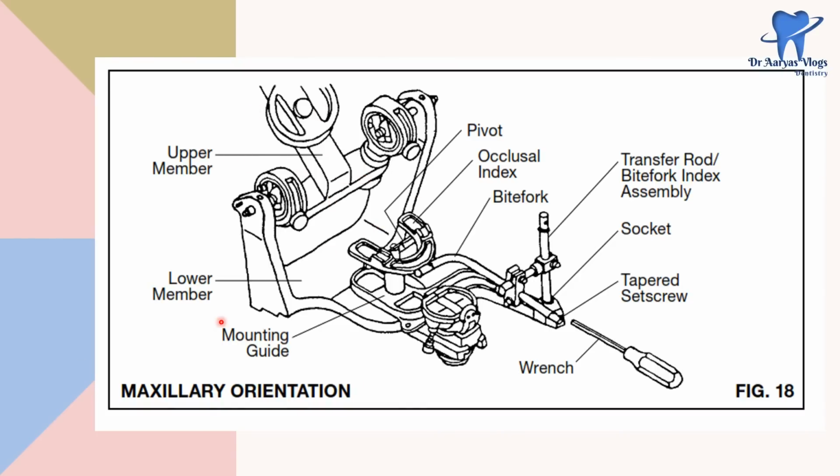See, this is the upper member, this is the lower member, and this is the bite fork attached. This is the transfer rod, bite fork index assembly. This is the socket, tapered set screw. This is the wrench. This is the pivot, and this is the occlusal index. This is the mounting gate. So this is the maxillary orientation.